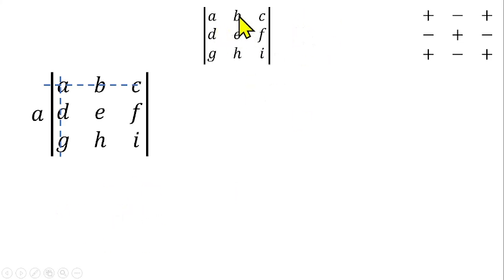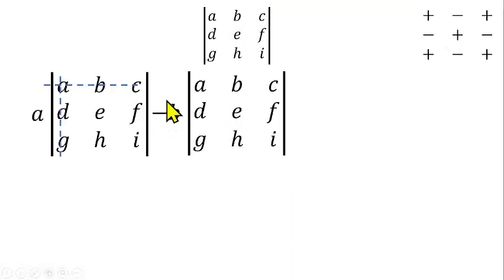Now the next one is that you're having minus, then the element there, which is B. So you'll be having minus B.